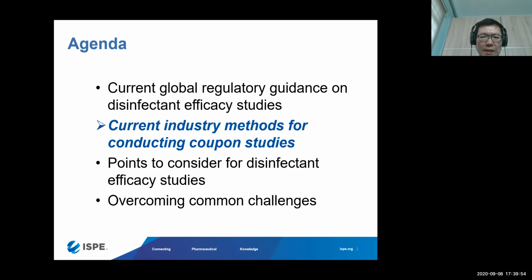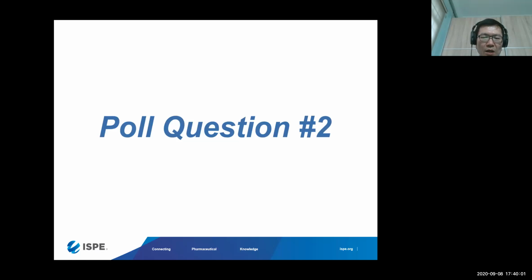Next we look at some of the common coupon studies standards that are used to conduct the coupon studies. Before that, this is poll question number 2. Christina, yeah, okay, coming up. The question is which testing method do you use? ASTM, EN, which is the European methods, or no preference?